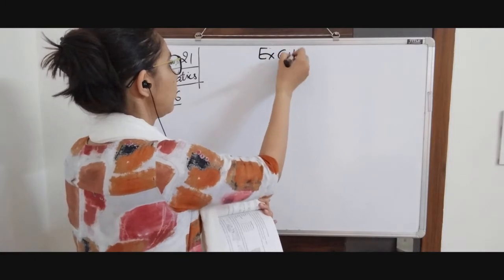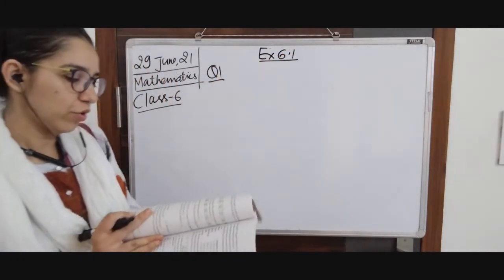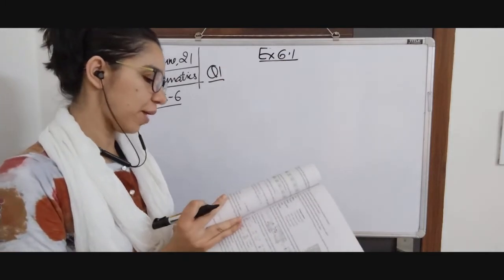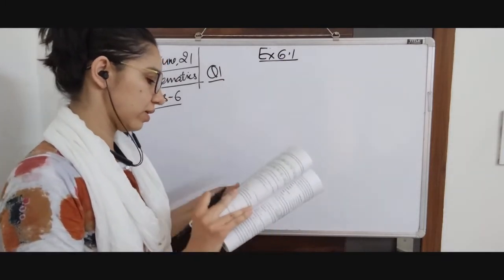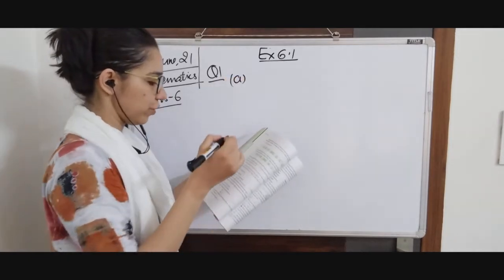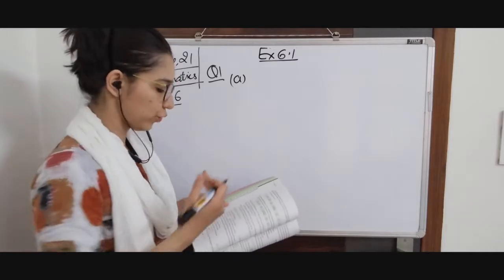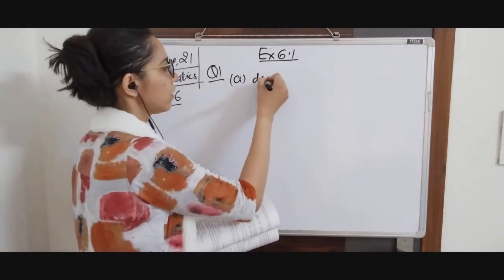Exercise 6.1, question number 1. In question number 1, we have to write the opposite of the given numbers. First, we have been provided with increase in weight. Increase in weight, the opposite will be decrease in weight.